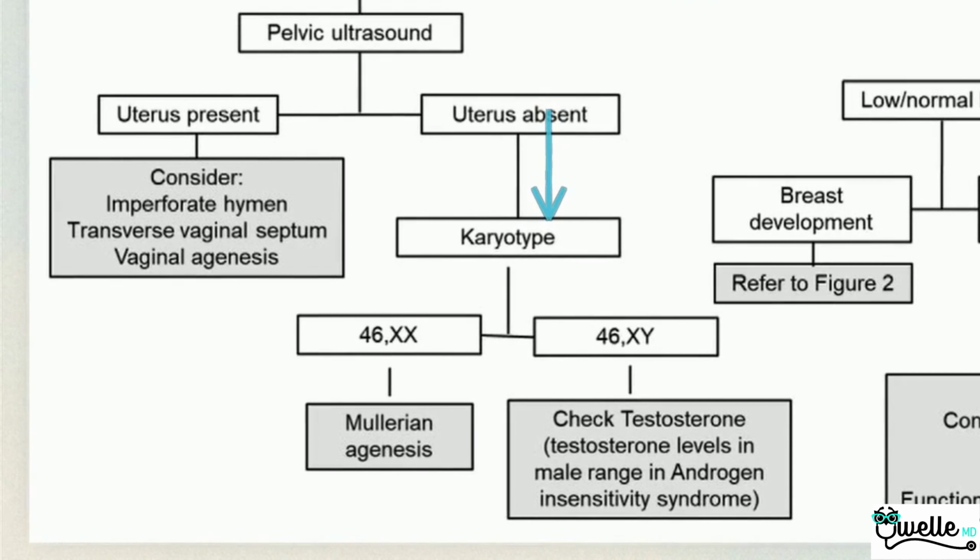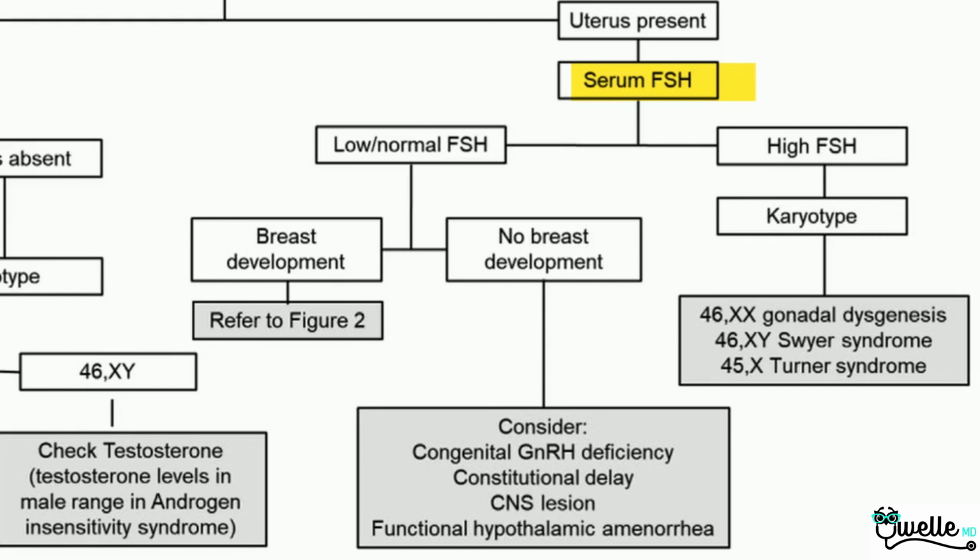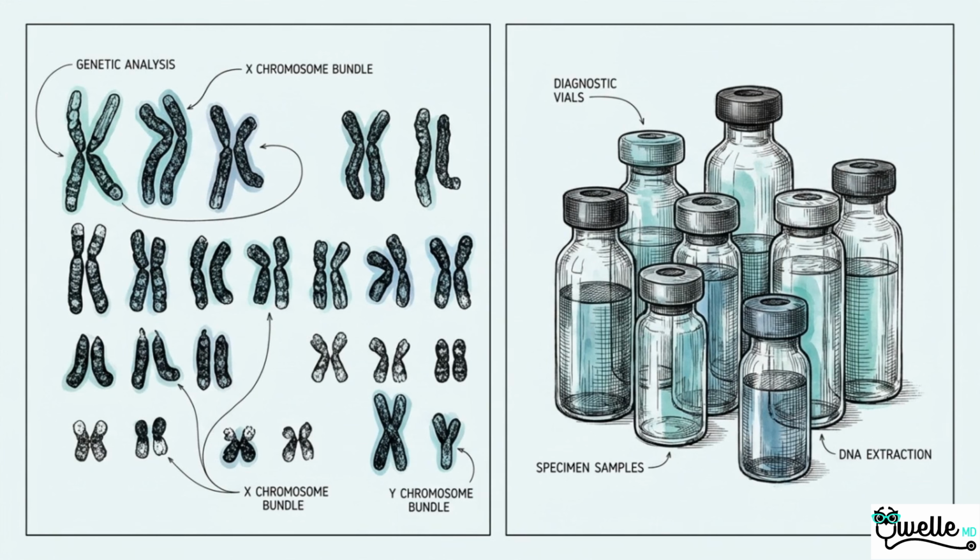If a uterus is absent, karyotyping distinguishes 46XX Mullerian agenesis from 46XY androgen insensitivity. If present without breasts, FSH testing separates high FSH gonadal failure from central nervous system defects or hypothalamic amenorrhea. By establishing the pelvic anatomy right away, the physical exam efficiently sorts patients into either genetic or hormonal testing tracks.